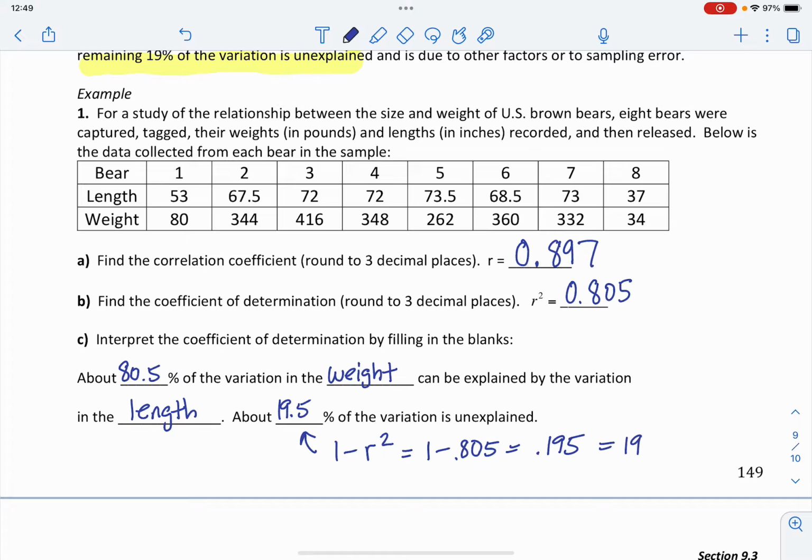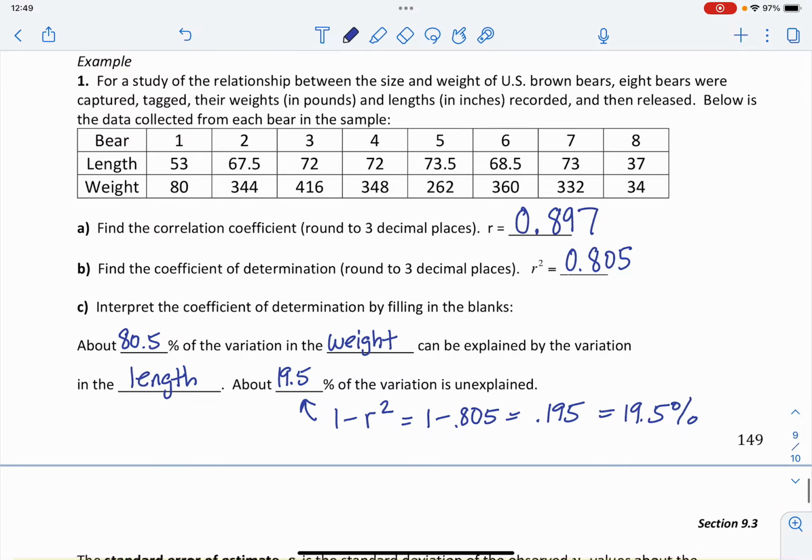Same as 19.5%. Okay. And that's it. That's all we're doing. That's not too bad. Let's try another piece, and then there's only one more piece.